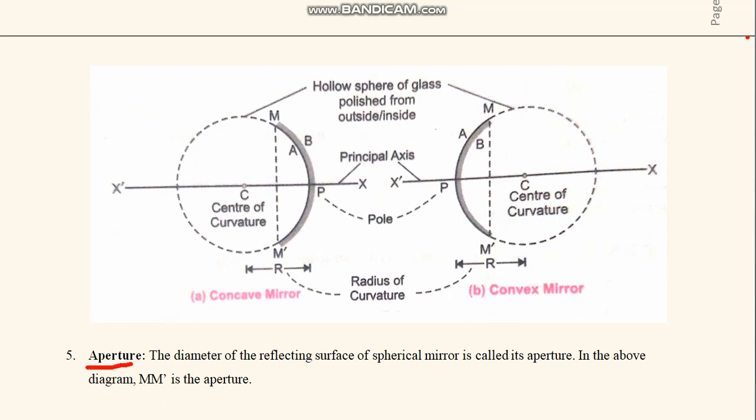Next is aperture. It is the diameter of the reflecting surface of the spherical mirror. As you can see here, this MM dash is the diameter or the aperture of the concave mirror, and this MM dash is the diameter or the aperture of the convex mirror. Please know that in this chapter, we shall consider only such spherical mirrors whose aperture is much smaller than its radius of curvature. That is, we will consider the mirrors having small apertures.